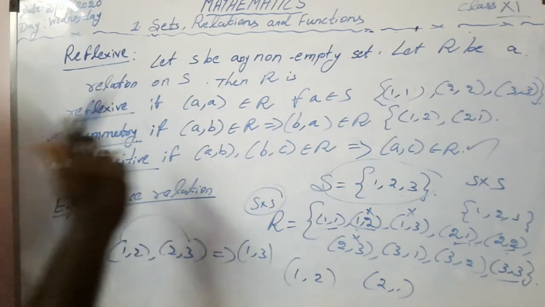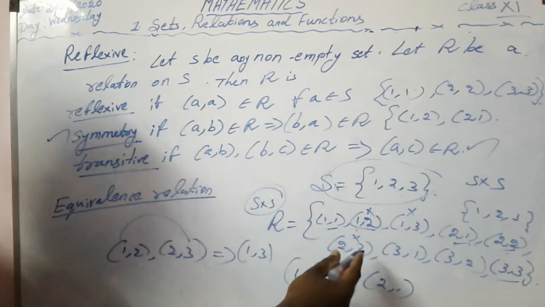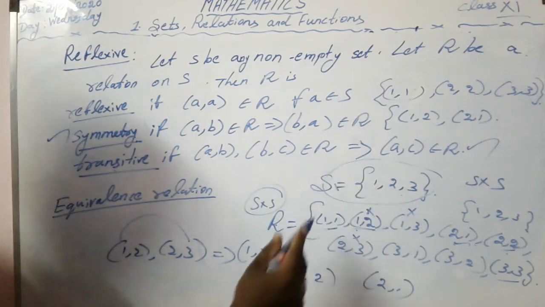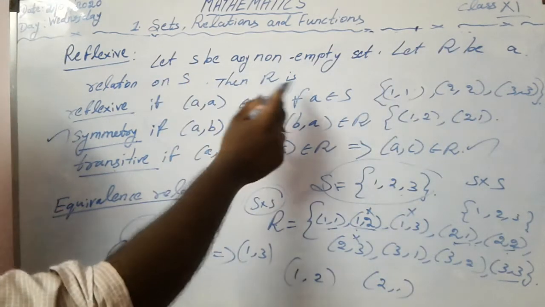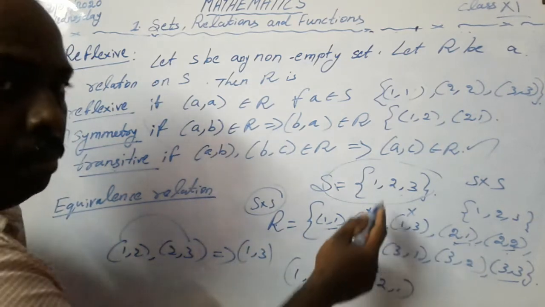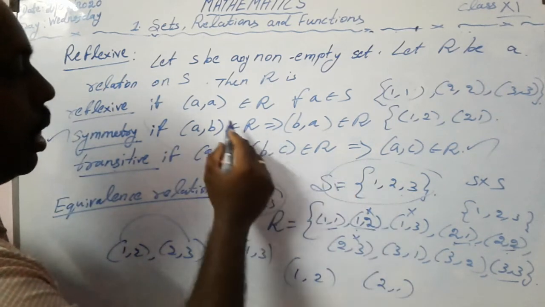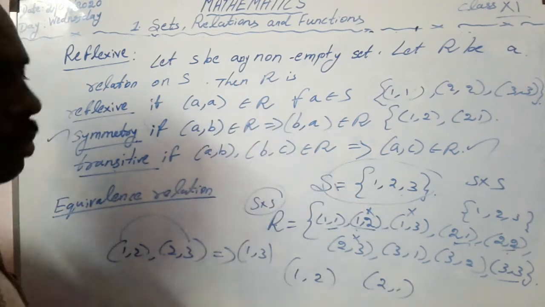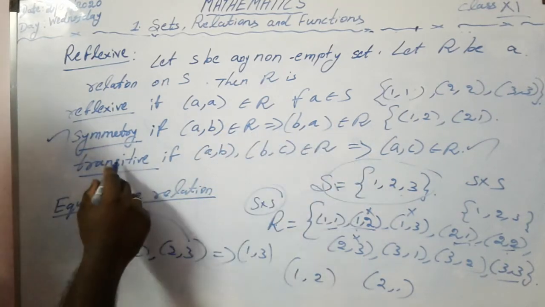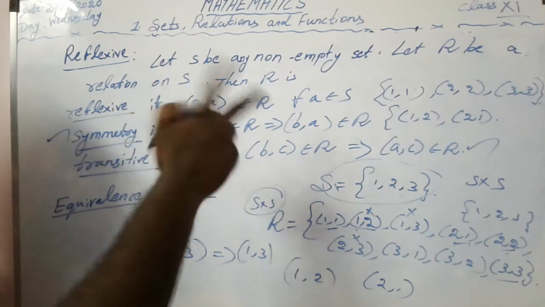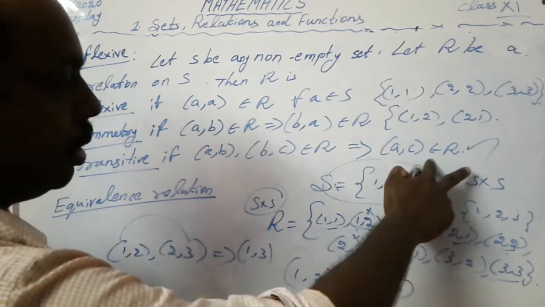Reflexive means: let S be a non-empty set and R be the relation. You know that to find the Cartesian product of S into S. Let R be the relation on S. If you want to say it is reflexive, what is the condition? (A, A) belongs to R. What is symmetry? (A, B) implies (B, A). Transitive means (A, B), (B, C), then it should be (A, C). Understand?